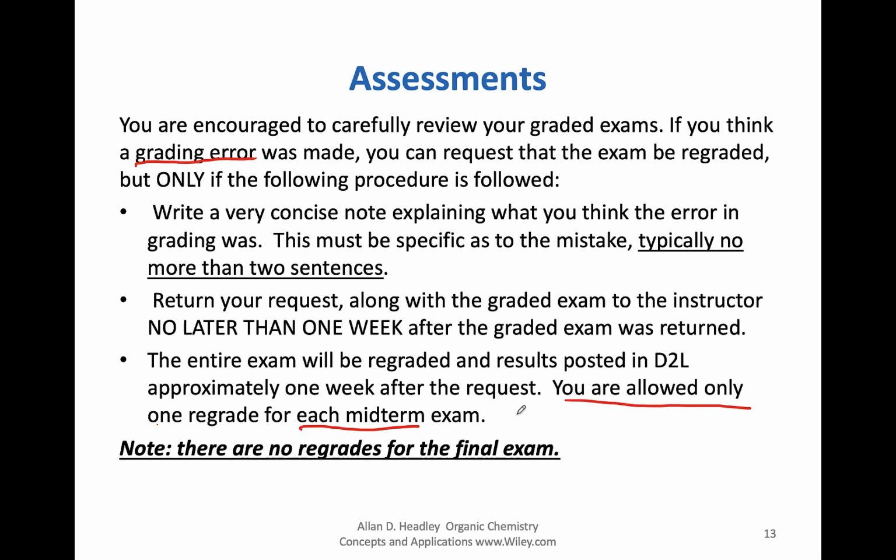There are no regrades for the final exam, as you can imagine, because it is a multiple choice and a standardized test that's written by the American Chemical Society.